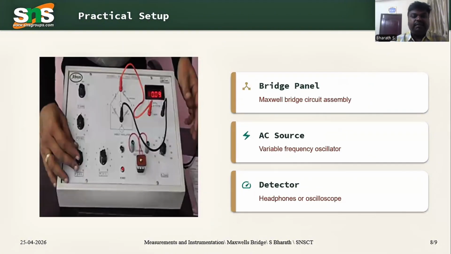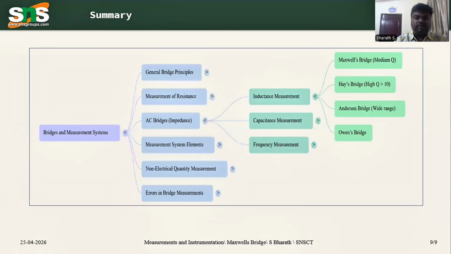What is the practical setup? You could see the practical setup of what we just discussed in the laboratory. You have a bridge panel, the Maxwell's bridge circuit is attached, the source voltage is AC, and for the detector, you can use any type of detector, such as an oscilloscope, a galvanometer, or any other detector, to check whether there is a current flow through the balanced circuit.